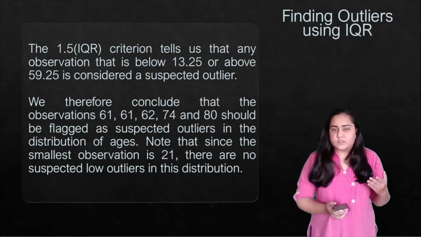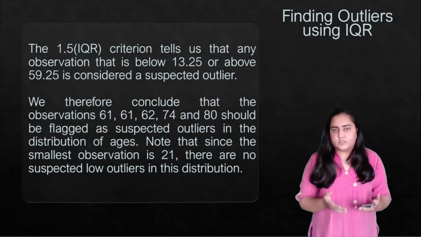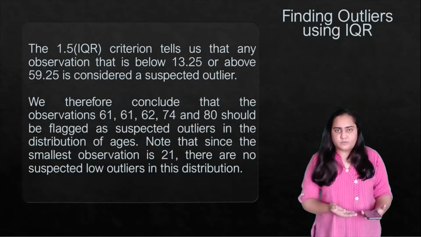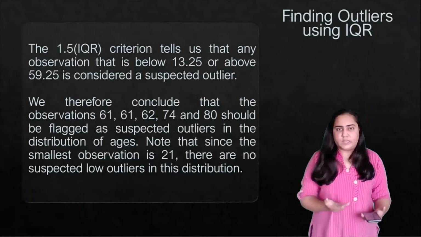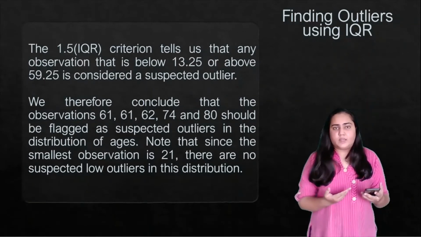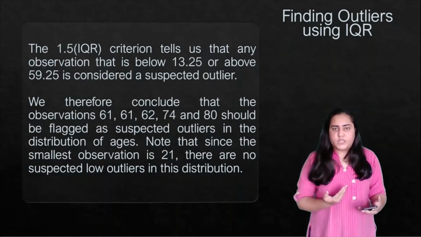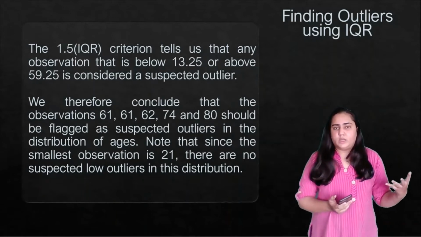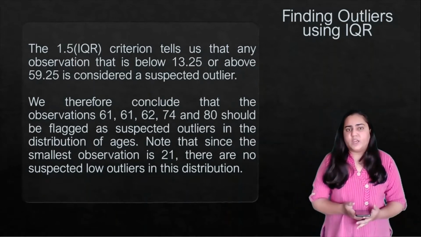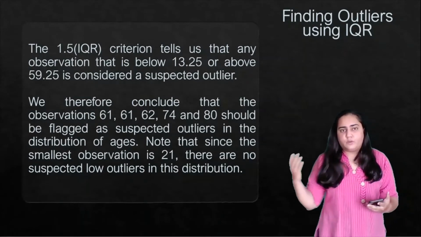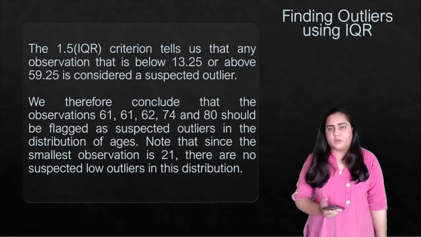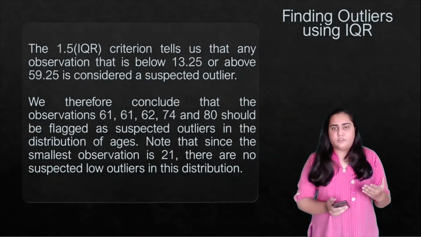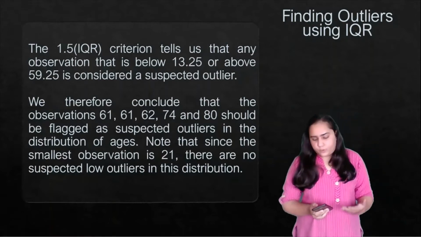Now note that the smallest observation in our data is 21 because we found the minimum value earlier. So 21 is the minimum value, and we know that nothing is going to be there less than that since it's the minimum. And so we do not have any outliers in the area lower than 13.25. So we have 5 outliers, but all of them are greater than 59.25, and that is why they are outliers. So this is how you can know for sure if an observation is going to be an outlier or not.